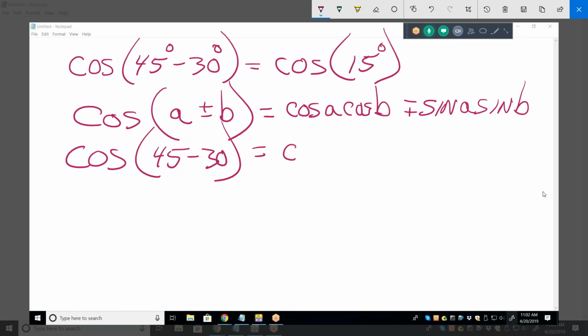Cosine of A means what? Cosine of 45. In other words, this is A. This is B. Okay? So tell me what the rest of it is. It would be cosine 30 plus. Is it plus or minus? Plus. Okay. Sine 45, sine 30. Okay.